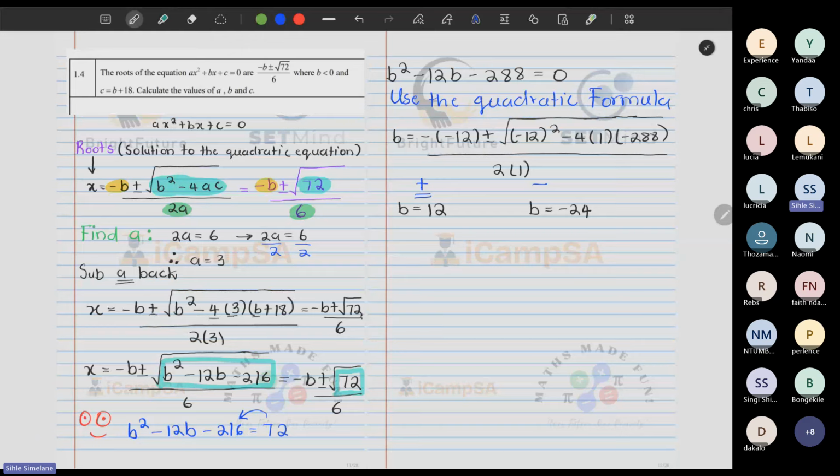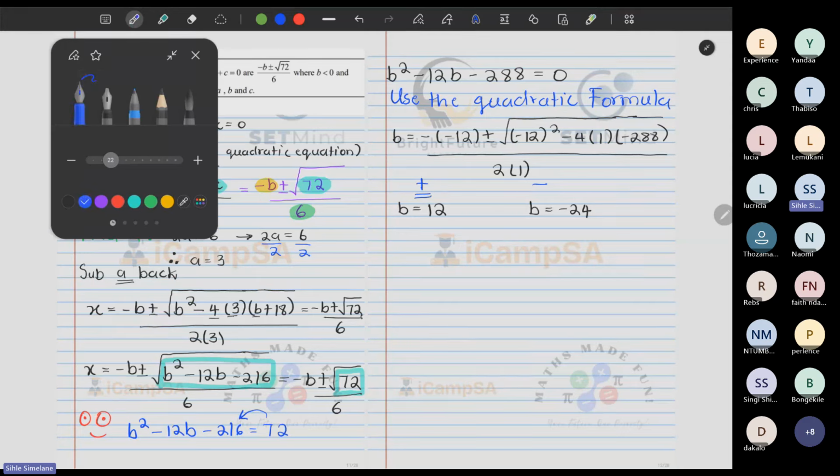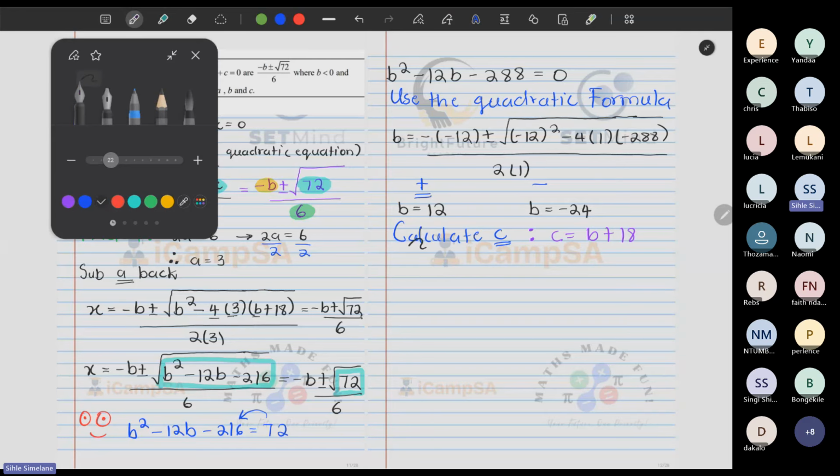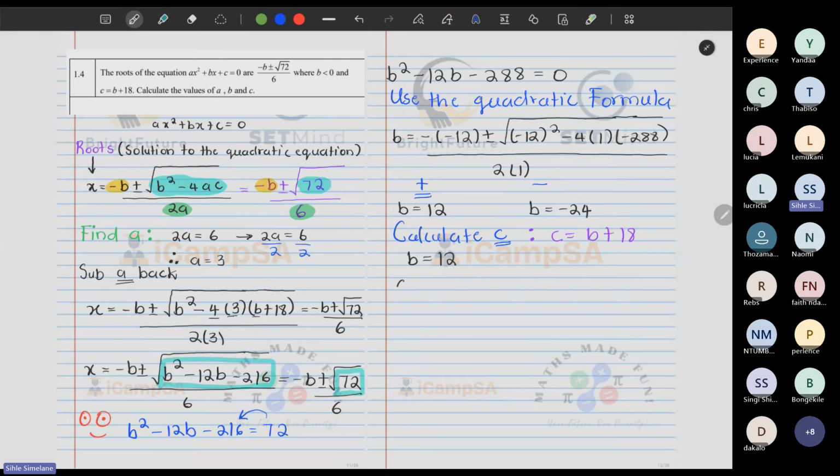But then we need to think, guys, for these b values, are both of them correct? But let's not worry about that for now. Let's calculate c. Because we have a. Remember, for c, we have an equation that they gave us, which is related to b. For c, they said you have b plus 18. So now I'm going to calculate two values. I'm going to start with b is 12. So c is going to be 12 plus 18. What is the answer?